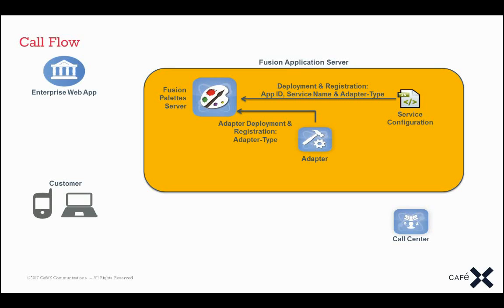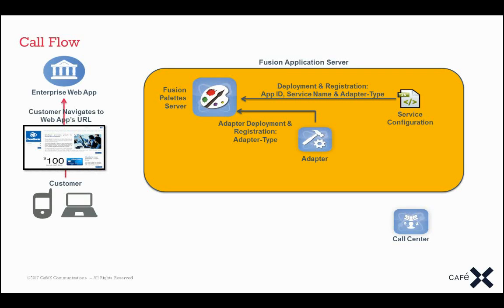As we saw before, the service configuration component and the adapter have already been deployed. To start with, the customer navigates to the enterprise's web application. The appropriate website is displayed. The customer then begins to navigate around the website. In the background, the web app is continually collecting contextual data about the customer. The customer may need to log in at some point, in which case the customer's ID then gets associated with this contextual data. At some point, the customer will want to contact an agent within the call center.